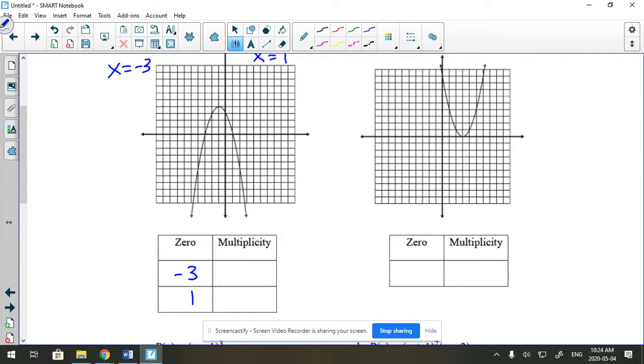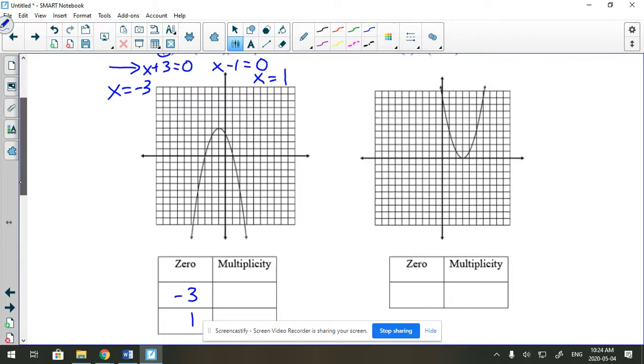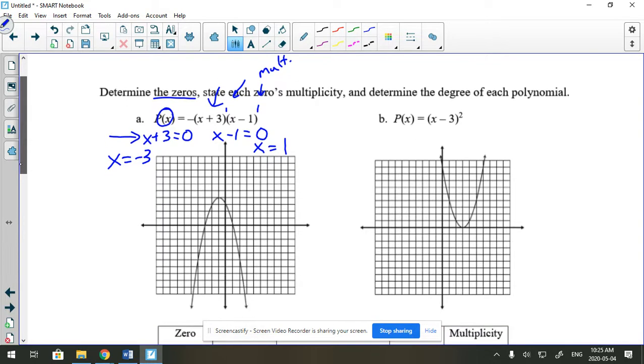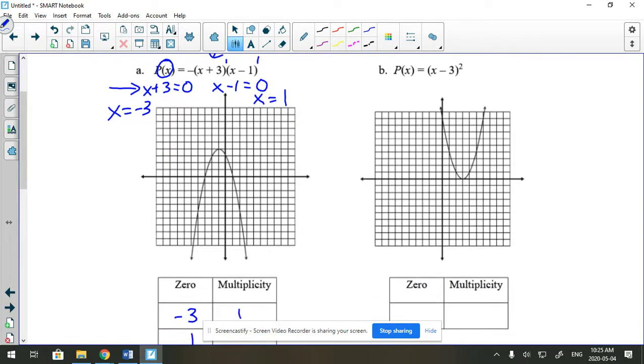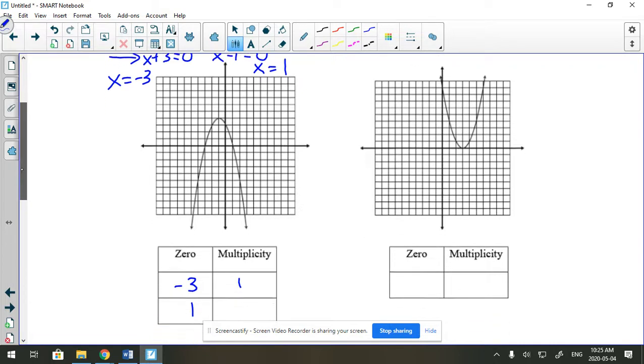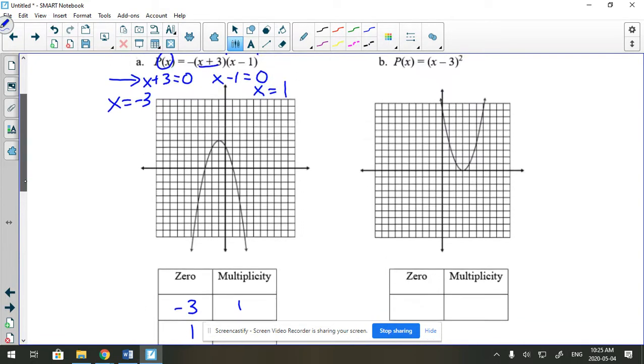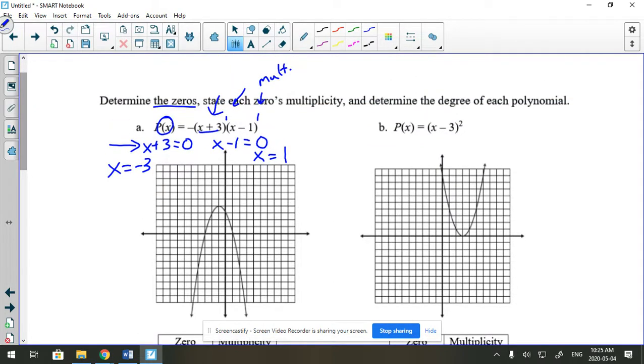Now I need to determine their multiplicity. Their multiplicity is how often that factor appears. So if I look at this example here, my exponent here is a 1 and a 1. I just don't write it if it's a 1. So that's technically your multiplicity, is your exponents on here. Okay, so I have a multiplicity of 1 for the negative 3, and I have a multiplicity of 1 for the positive 1. So now I found their multiplicities. It's just the exponent on your factor.